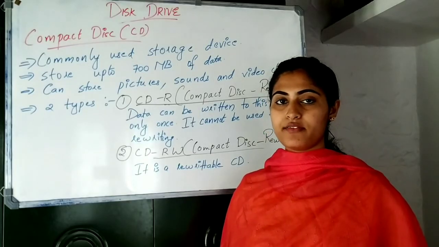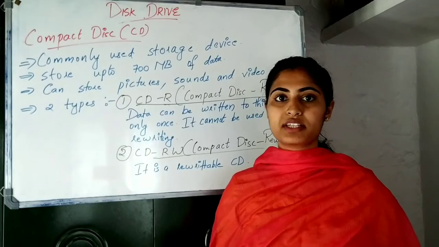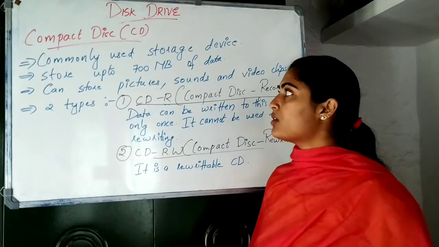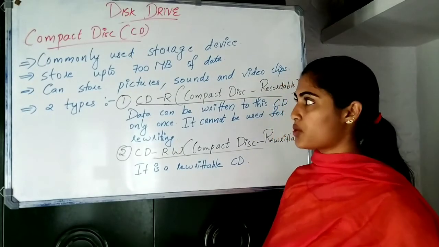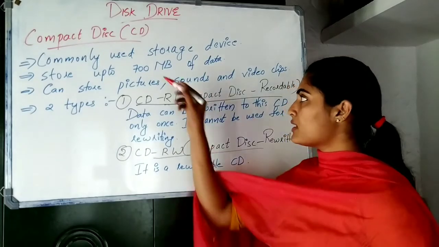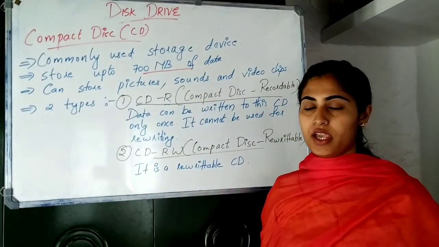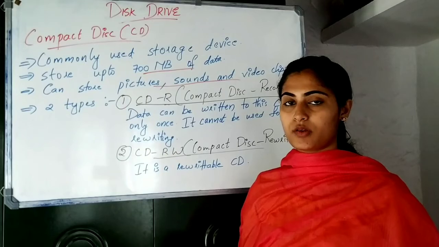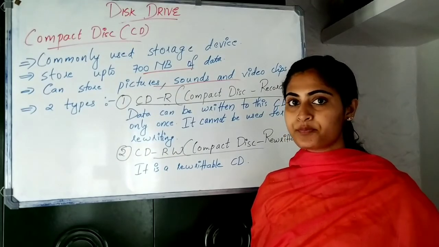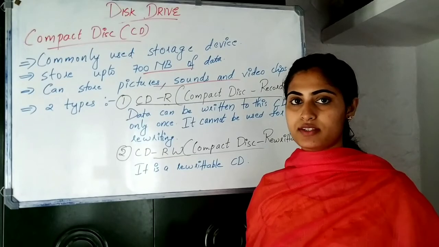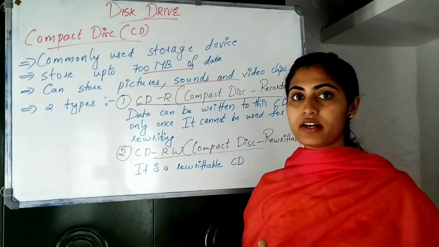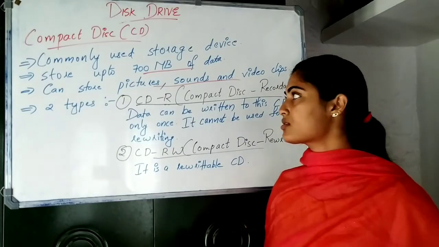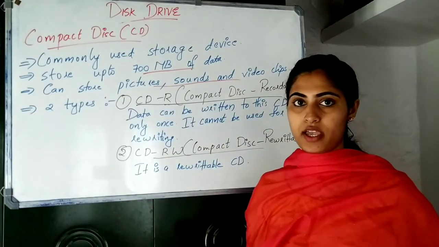Second type of disk drive is compact disk or CD. Full form for CD is compact disk. It is a commonly used storage device. They can store up to 700 MB of data. And they can be used for storing pictures, sounds, video clips, etc.